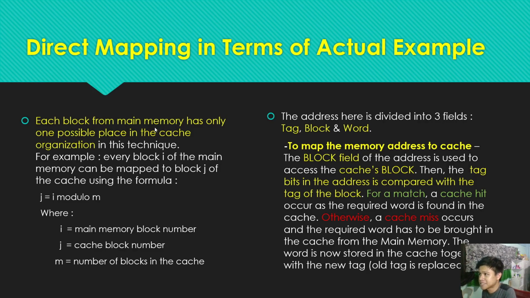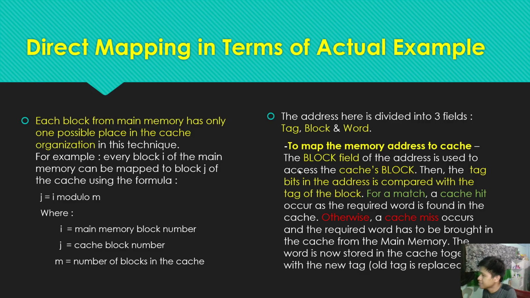So this one is in terms of actual example. Each block from main memory has only one possible place. So this is just another definition of direct mapping. Each block from main memory has only one possible place in the cache organization in this technique. For example, every block I of the main memory can be mapped to block J of the cache using the formula. So we have here the formula: J is equal to I modulo M, where I is the main memory block number, J is the cache block number, and M is the number of blocks in the cache.